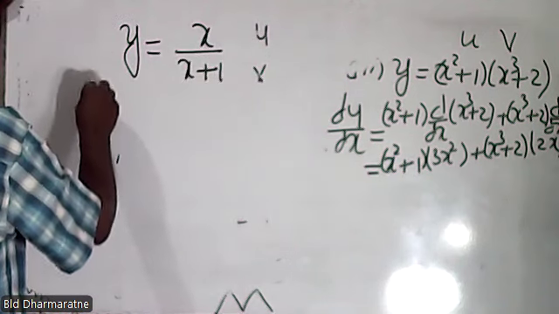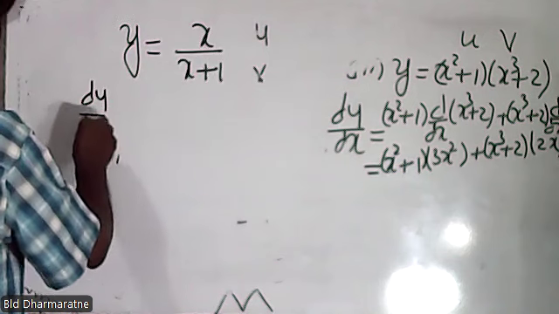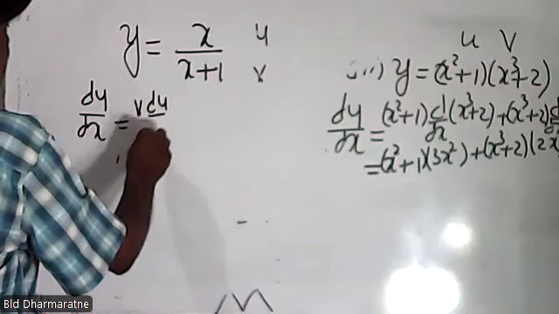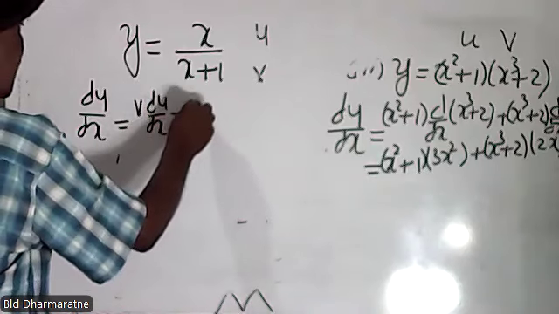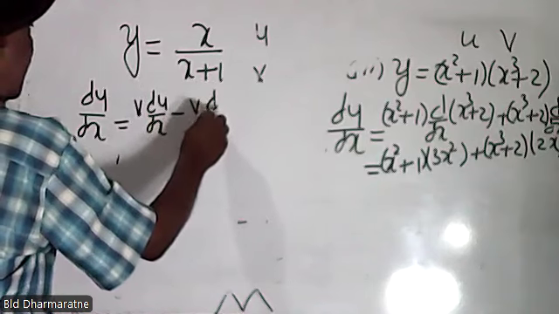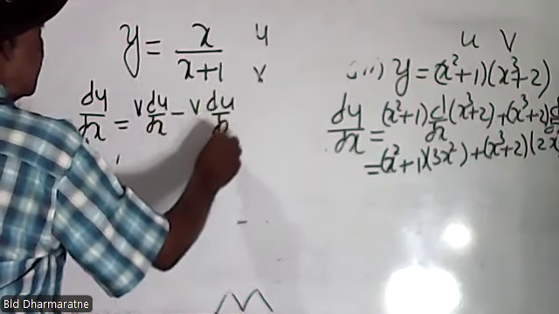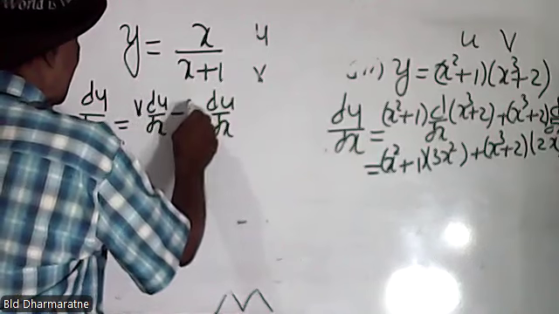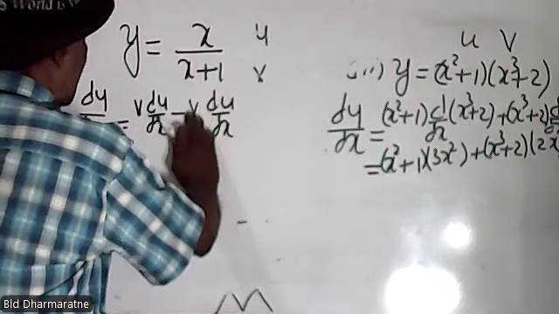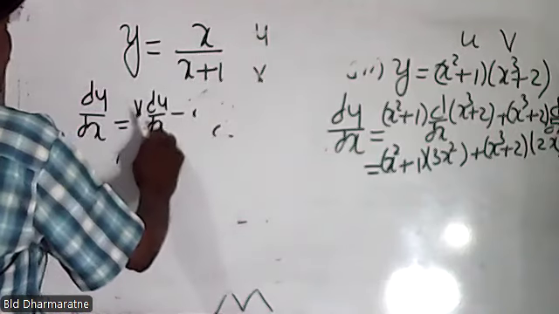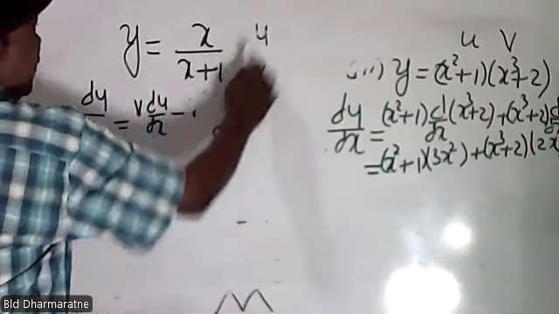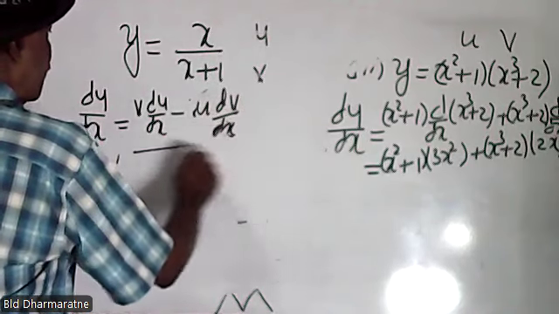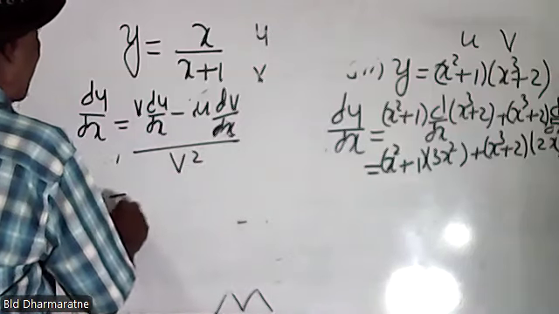I write in the formula dy by dx equals v du by dx minus u dv by dx, over v squared. Apply to this one.